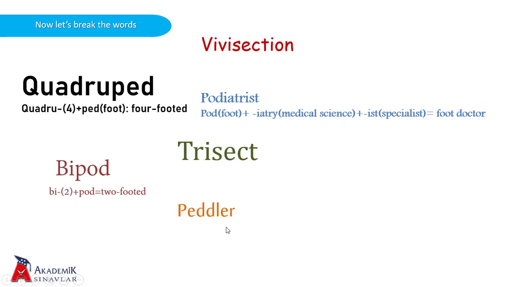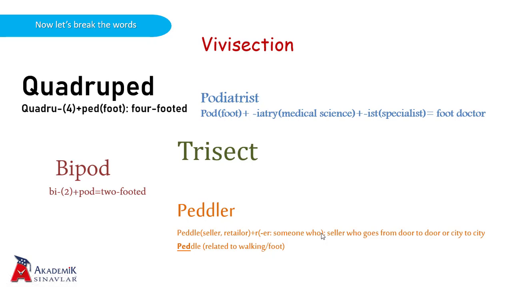Our next word is peddler. Peddler is made up of pedal and er, which means someone. Pedal as a root is made up of ped by itself, which is related to feet. Pedal refers to a seller or retailer. So when we make the word peddler, we mean someone or a seller who goes door to door or city to city to sell things.